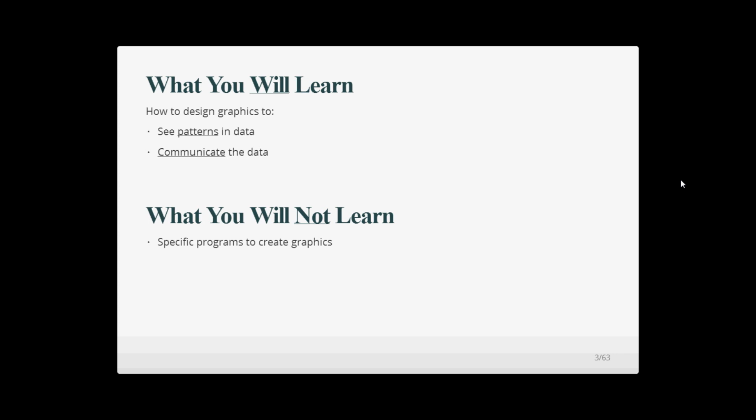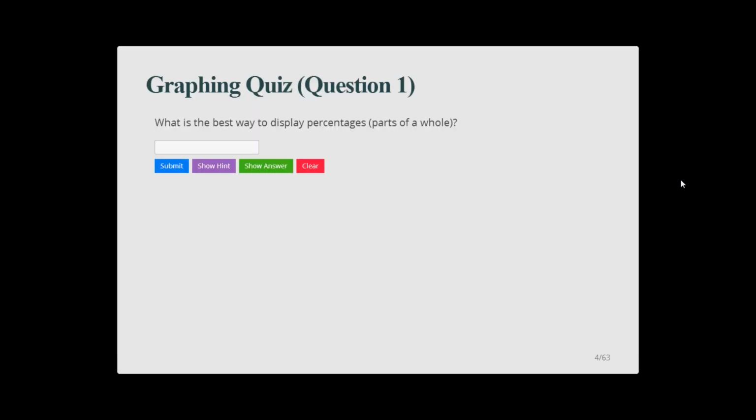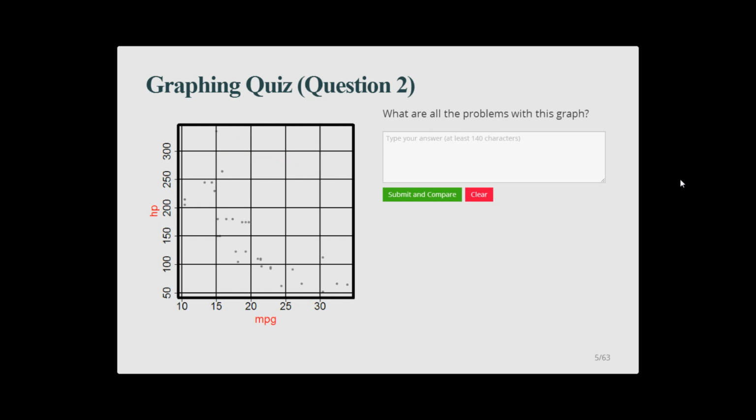Let's start by taking a graphics quiz, just to see where we're at with our knowledge of graphing. First question is, what is the best way to display percentages or parts of a whole? Second question, what are all the problems with this graphic you see here? What things do you struggle with? What things would you rather see different about this graph?